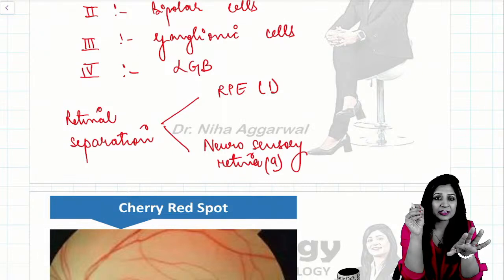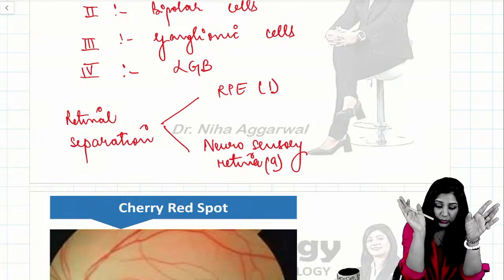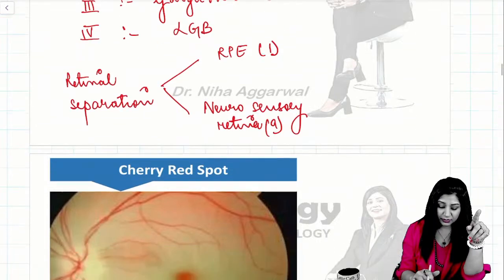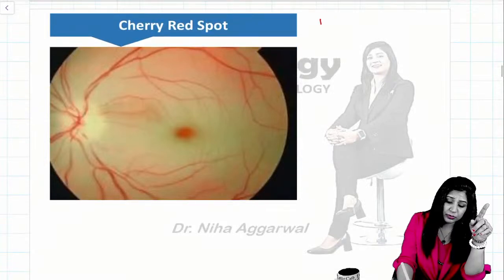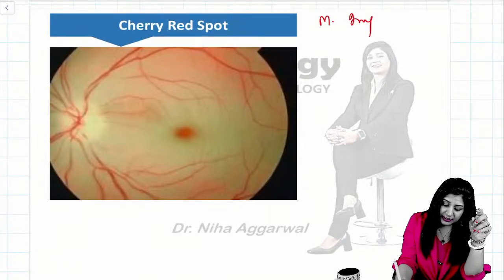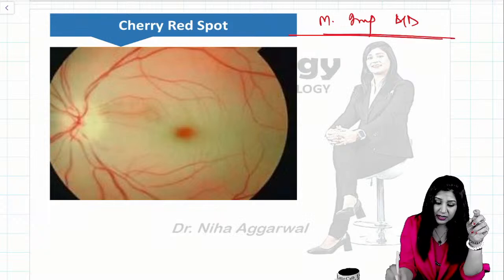Actually it is not a detachment, it is just a separation. Okay, Harsh, have you got your answer now? Now the most important DD of ophthalmology, the cherry red spot.